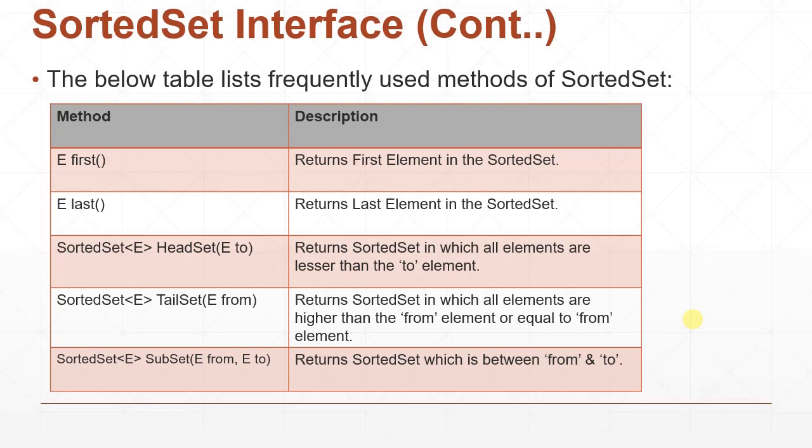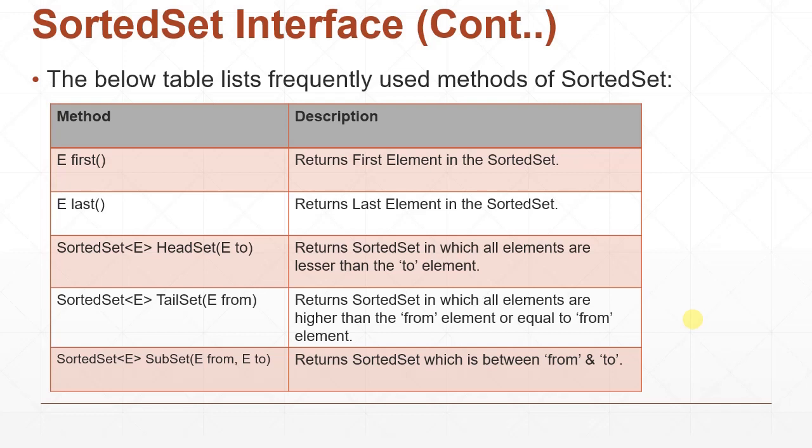The tailSet will again return a subset. The return type is SortedSet. The subset ranges from the element that you pass here towards the right hand side, and it goes till the tail end. So if the elements are sorted in the natural sorting order, then you will get all the elements which are bigger than or equal to the element that you passed here as a parameter, that is, the from element.